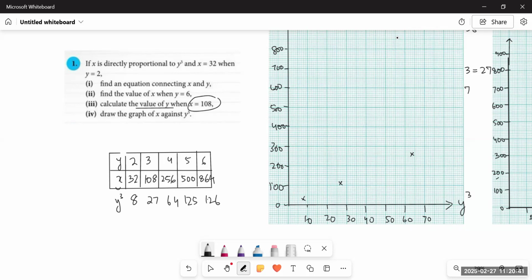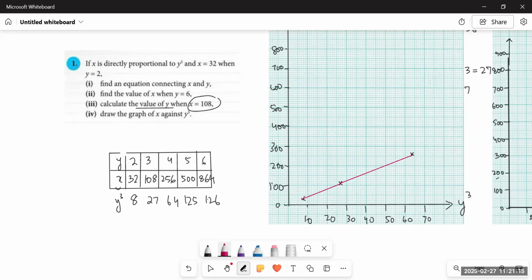I've plotted it using a cross for the first one. And then for 27 y cube, we have x as 108, so it comes over here. And then we have 64 y cube for which x is 256. So your graph would be like this. And if you want, you can draw a line over here. So this way your graph would be plotted.